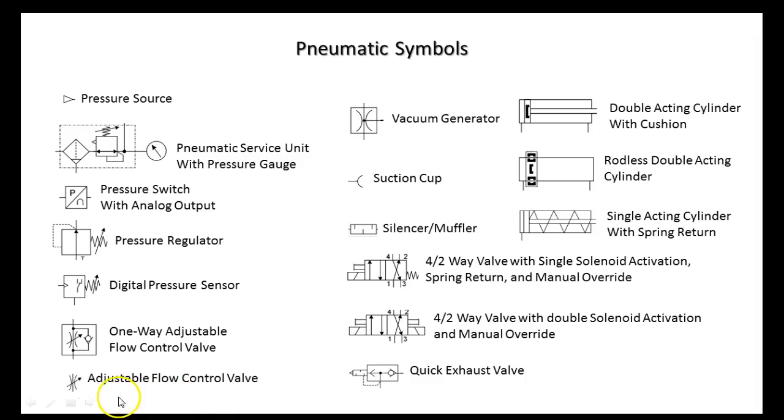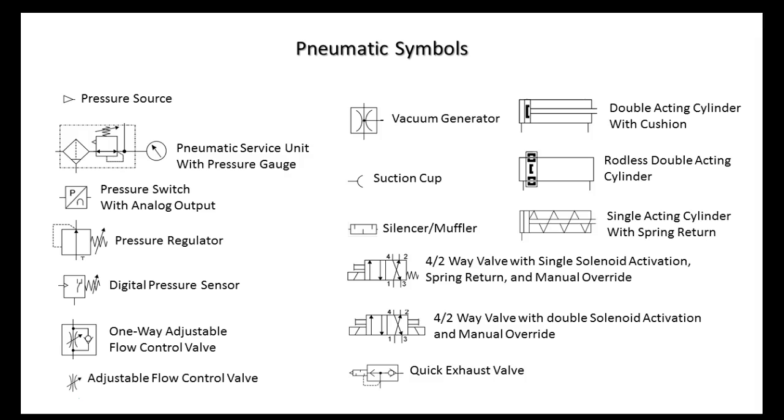This is an adjustable flow control valve without a check valve. This is the vacuum generator. What's this little symbol right here? That's the suction cup. What's this little symbol right here? That's the muffler or the silencer. Everybody okay? What's this symbol right here?